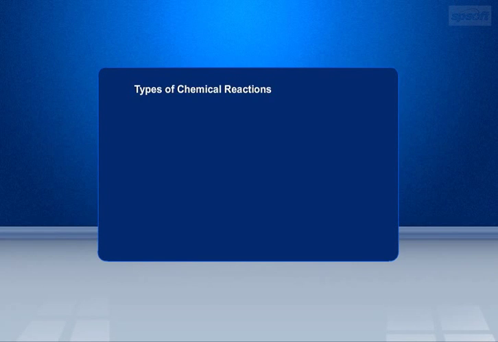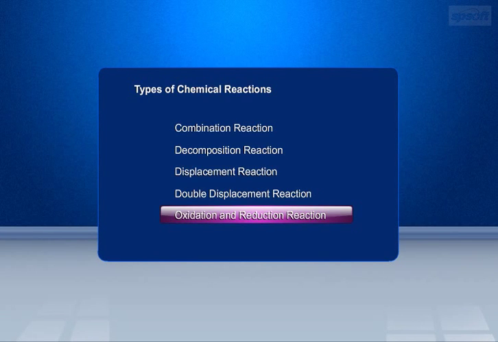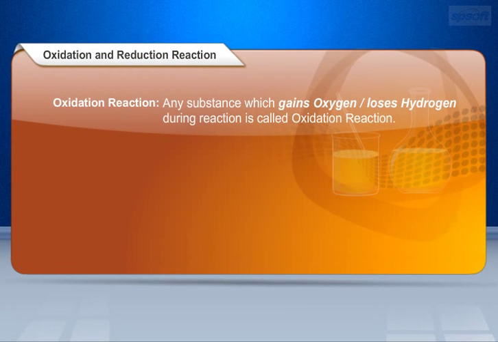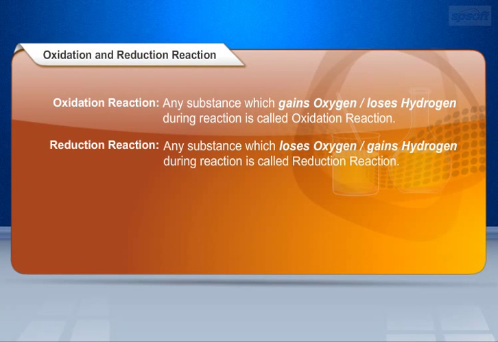Instead of directly going into oxidation and reduction reaction, first we need to know briefly about oxidation reaction and reduction reaction. What is oxidation reaction? Any substance which gains oxygen or loses hydrogen during a reaction is called oxidation reaction. Next, what is reduction reaction? Any substance which loses oxygen or gains hydrogen during a reaction is called reduction reaction.